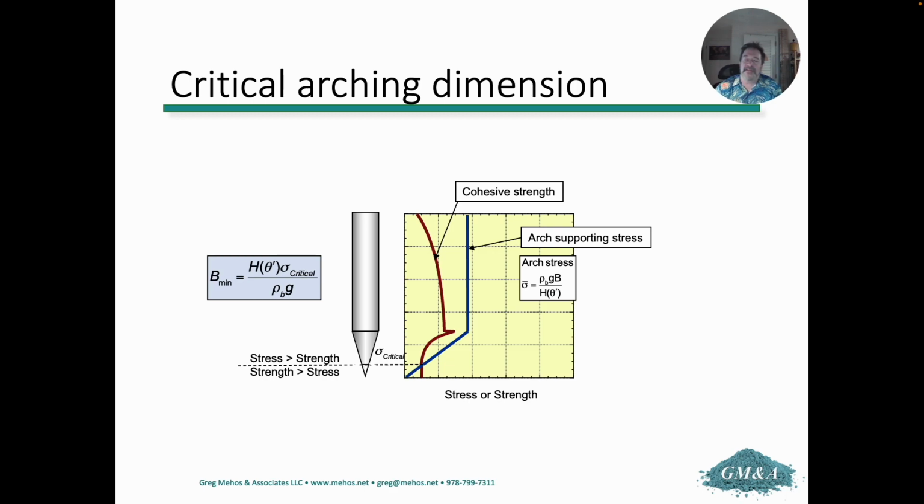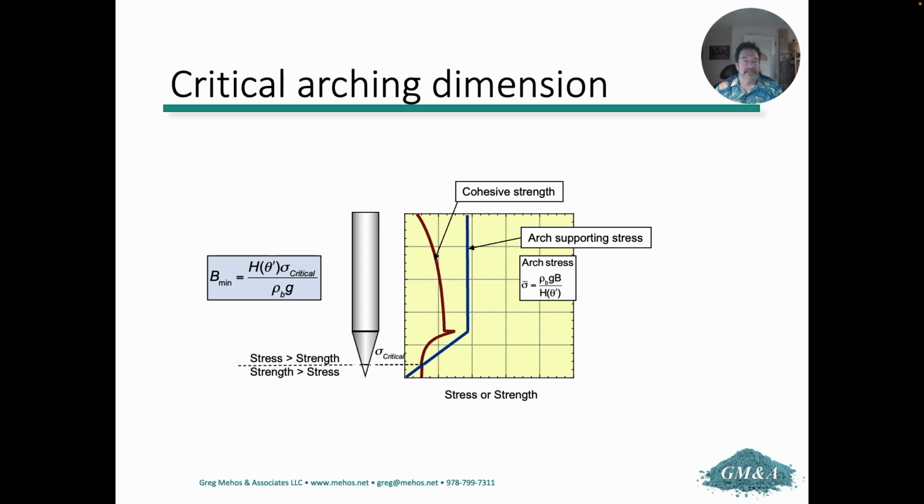Recall that the arch supporting stress is equal to the bulk density times G times B divided by shape factor, roughly 2 for a cone. All we need to do is substitute this critical stress for the arch supporting stress, do a little rearranging, and we get a very simple relationship that tells us what size the hopper outlet has to be to make sure we don't get an arch. It's equal to the shape factor, roughly 2 for a cone, times the critical stress divided by the bulk density times G. And it's really elegant and makes a lot of sense.